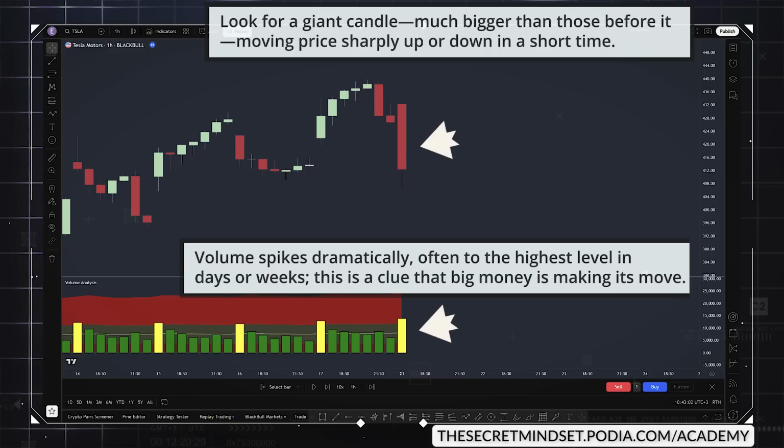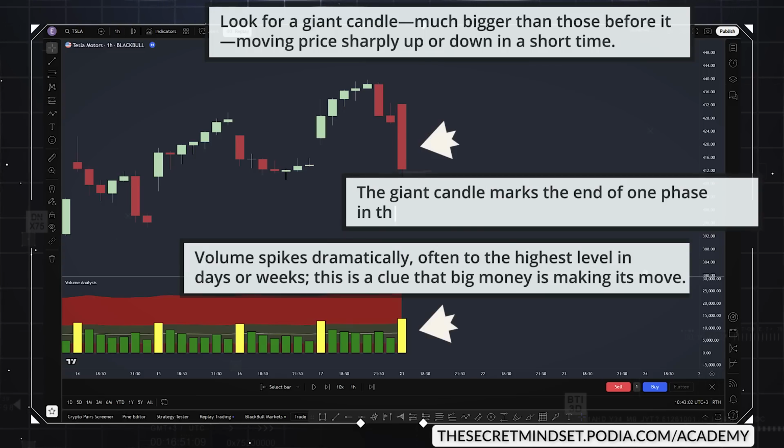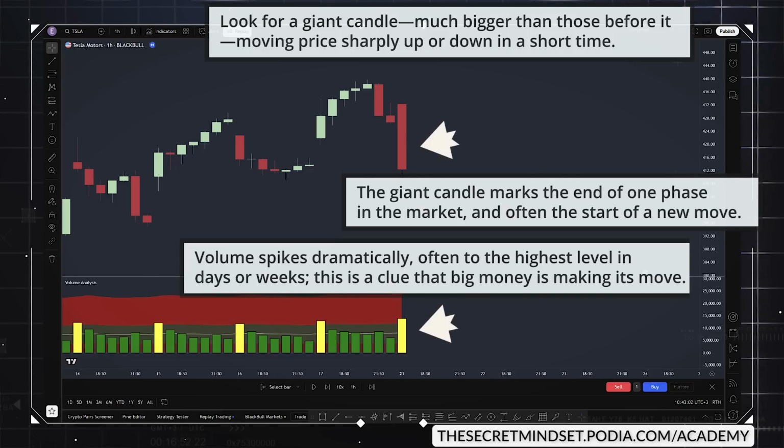This isn't normal trading. This is when big money is at work. They're either dumping a huge position, unloading, or snapping up shares, loading up. This giant candle is the climax. It's the end of one story and the start of another.